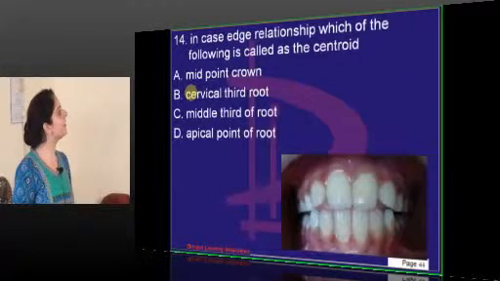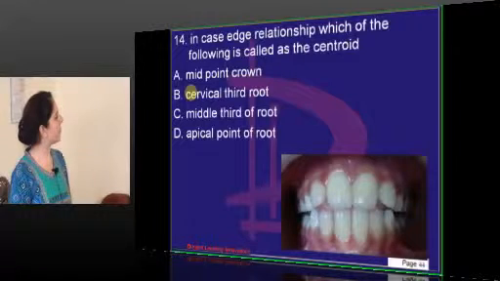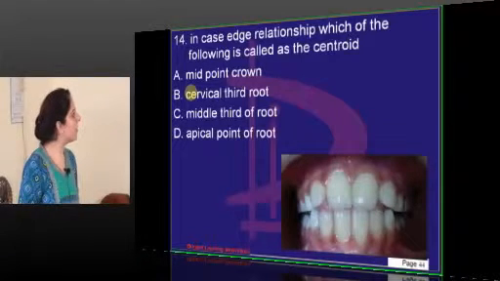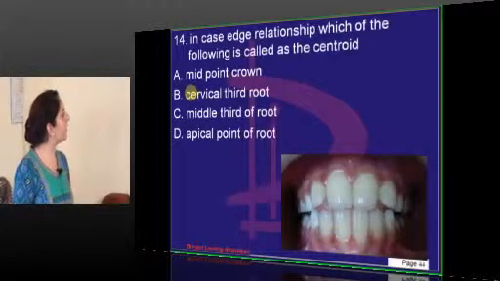Next is, in case there is an edge relationship, the question is a little wrong. There is an edge to edge relationship in which of the following?